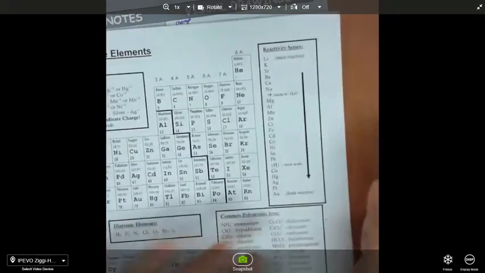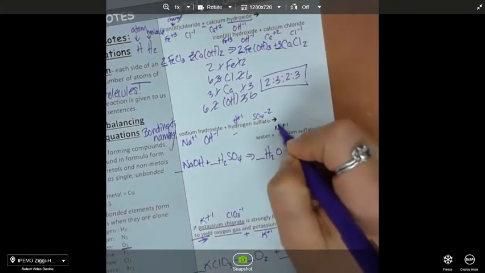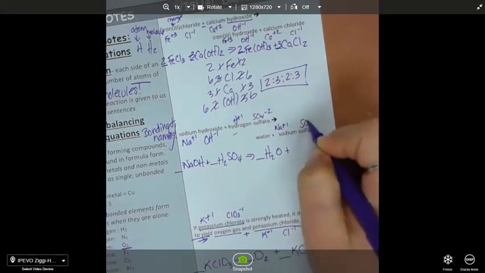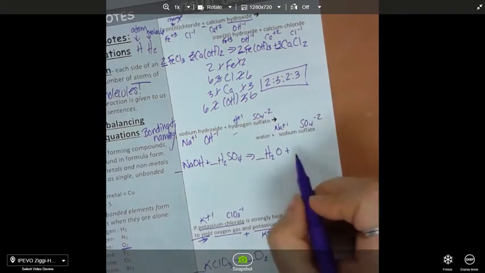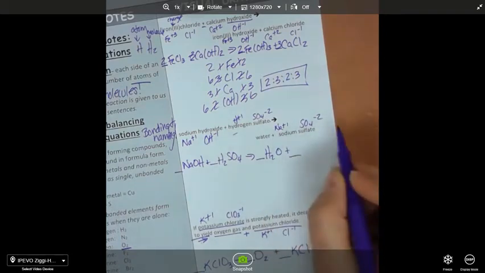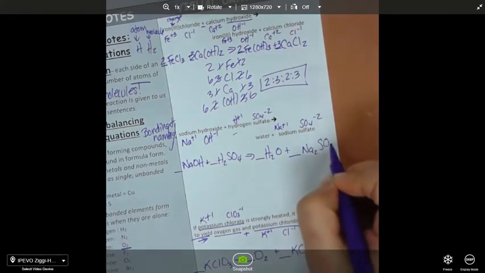Plus sodium sulfate. Sodium, I already found the charge for, which is Na +1. And sulfate, I already found the charge for, which is SO4 -2. So I don't even have to look at my periodic table because I already wrote it. So these two do not cancel. What do I need more of? I need 2 sodiums, Na2SO4.